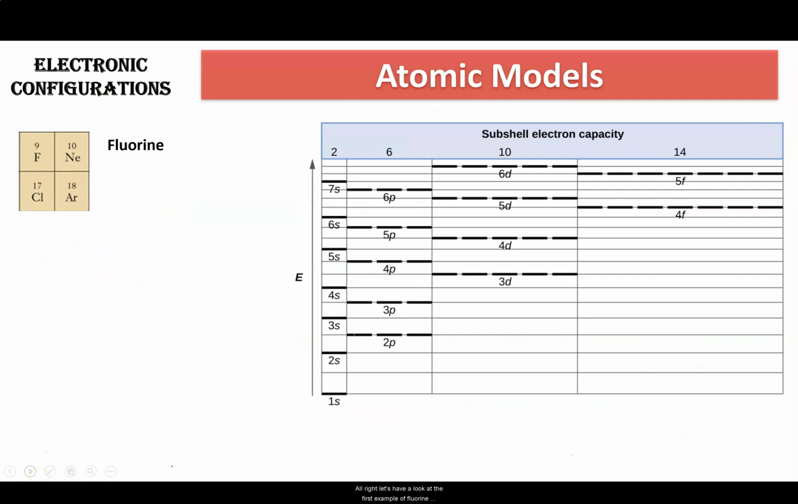All right, let's have a look at the first example, fluorine. As the periodic table suggests, we have a total of 9 electrons that will require room within this building that we call the atom, the fluorine atom. So we're going to construct a building for fluorine. All right, let's go ahead and position all these 9 electrons within their rooms.